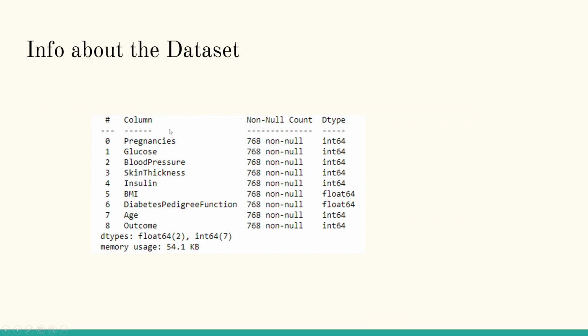Let us have a quick look at the data types of the columns and how many non-null values the dataset contains. You can see here we have a total of 768 rows in our dataset. None of them have any null values, so we don't need to do any kind of imputation or removal of null values. The dataset is already clean. The data type for BMI and diabetes pedigree function is float, and all the remaining ones are of type integer.